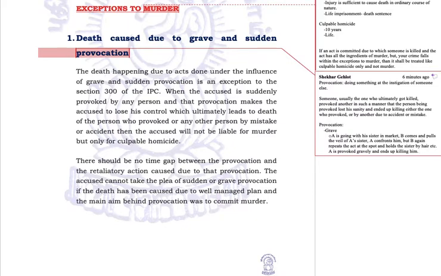Okay, now A is going in the market with his sister. Now someone else, probably his sister's ex-lover, or someone who wants a relationship with the sister and the sister is rejecting him, or someone who's just trying to eve-tease a girl. Okay, he may be any person. He comes and pulls the veil, or dupatta, of the sister.